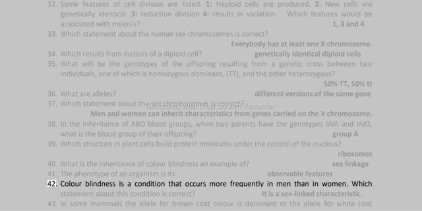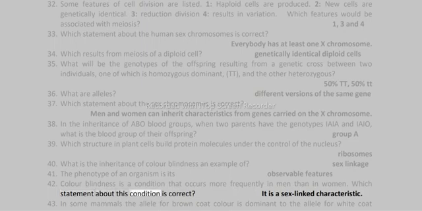41. The phenotype of an organism is its observable features. 42. Color blindness is a condition that occurs more frequently in men than in women. Which statement about this condition is correct? It is a sex-linked characteristic.